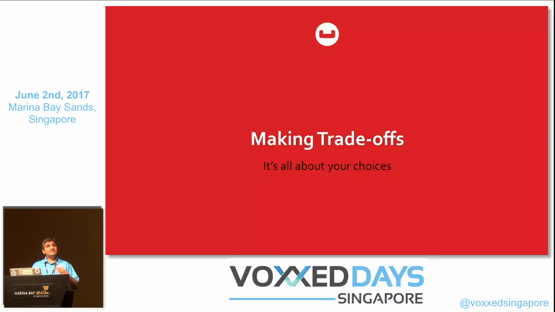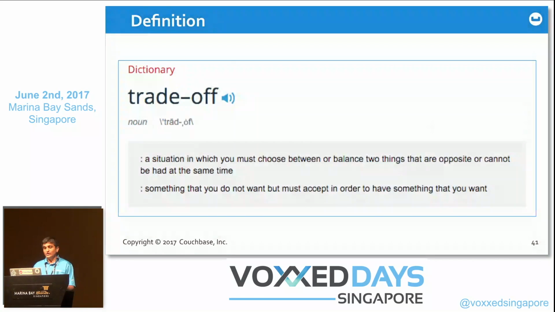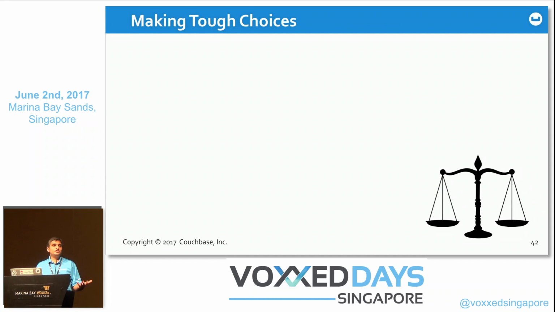So there are various trade-offs that need to be made, especially when you are working with Couchbase or JSON documents itself. What are the various trade-offs? I just took the dictionary definition of a trade-off. It says a situation in which you must choose between or balance two things that are opposite or cannot be had at the same time. You want to choose the balance because you know now that you cannot have both things at the same time. So what are the tough choices that you have to make?